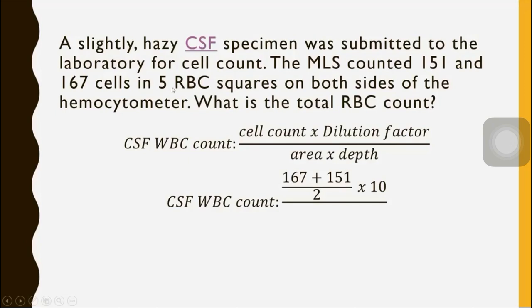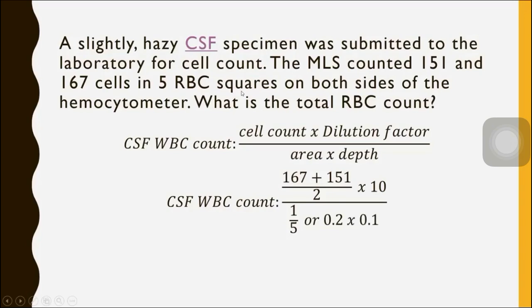So huwag kakalimutan, pag kinount daw sa 5 RBC squares, it is equivalent to what area? 1 over 5 or 0.2 square millimeter area. Again, huwag kalimutan, 1 over 5 or 0.2 square millimeter area. So what is the depth again? 0.1. Okay, so answer lang natin.